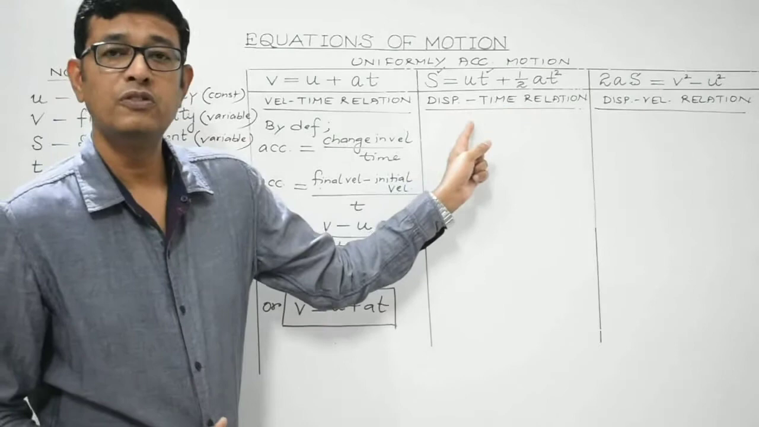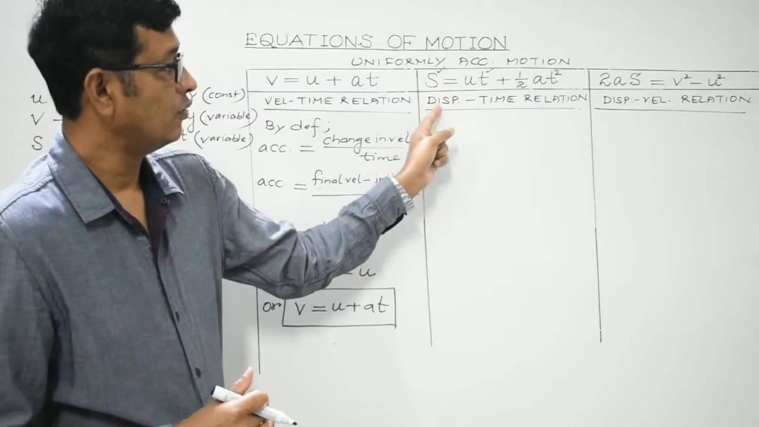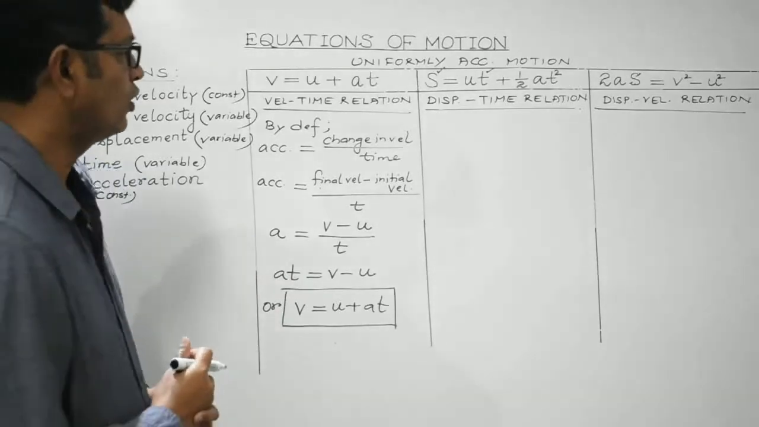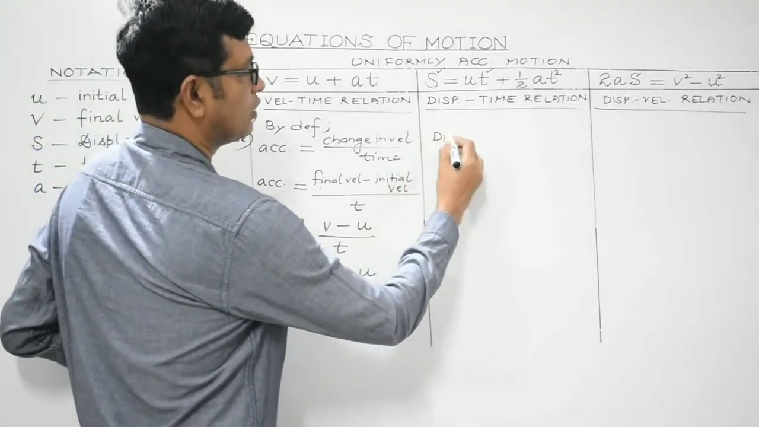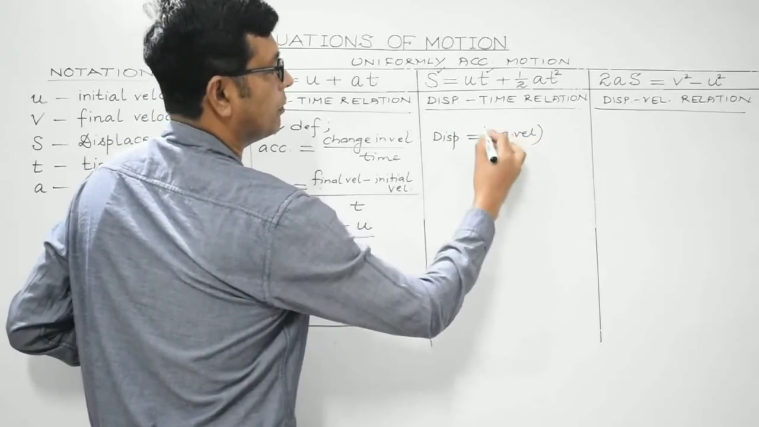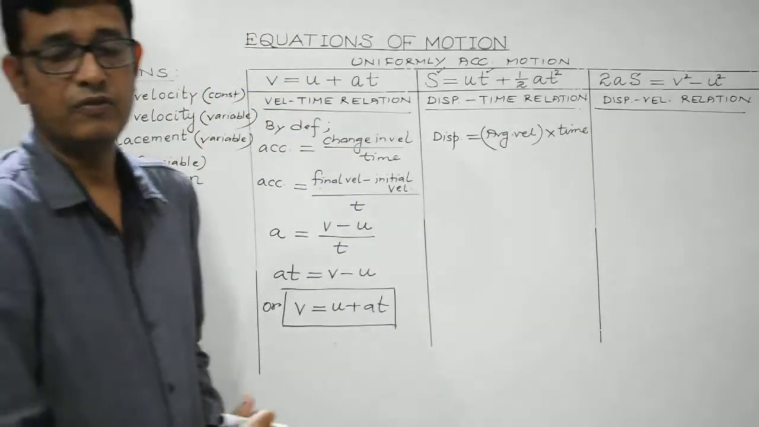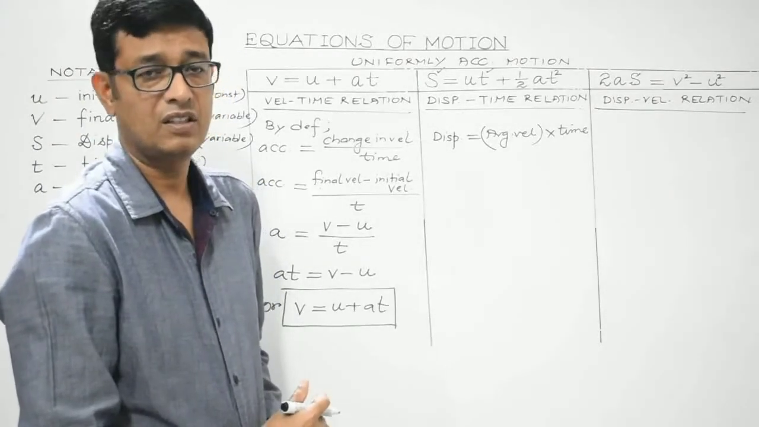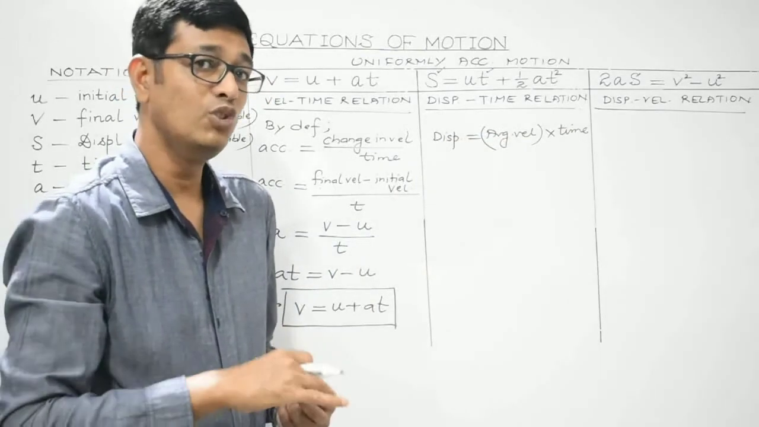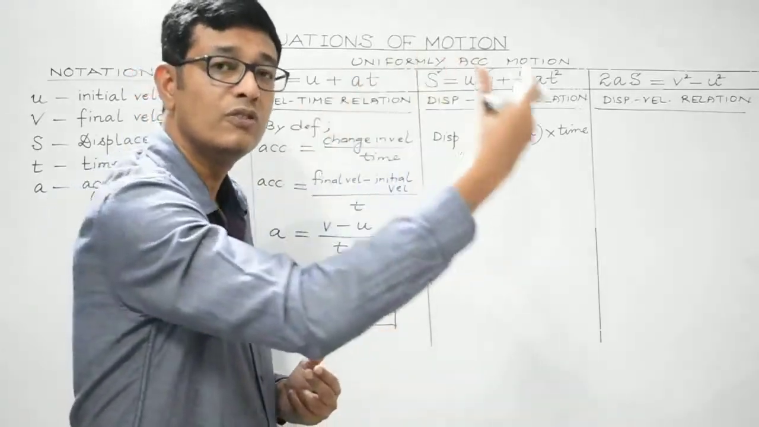Now we are supposed to prove the displacement time relationship. So we are supposed to find an expression for the displacement in terms of the acceleration and time, right? We are aware the displacement covered by a body would be equal to its average velocity multiplied by the time. We can write it like this: displacement is velocity multiplied by time, isn't it? Now look, during the time t, the velocity of the body changes from u to v. u is the initial velocity, and after time t, the velocity of the body changes to v.